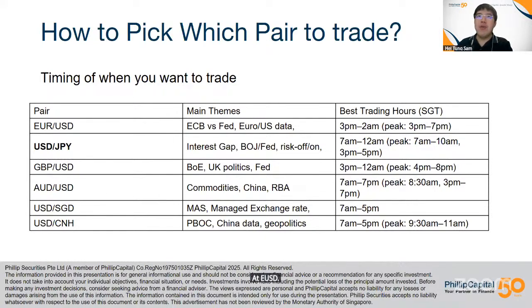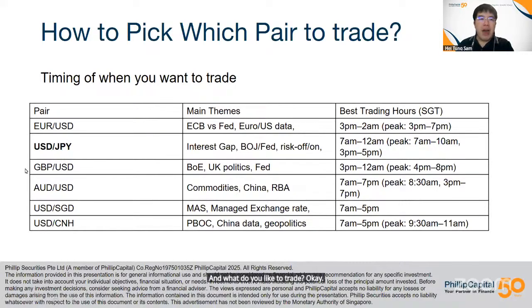For USD JPY, the peak periods are around 7 a.m. to 10 a.m. and 3 to 5 p.m. These usually fluctuate. So it depends on when you want to trade and what you like to trade.